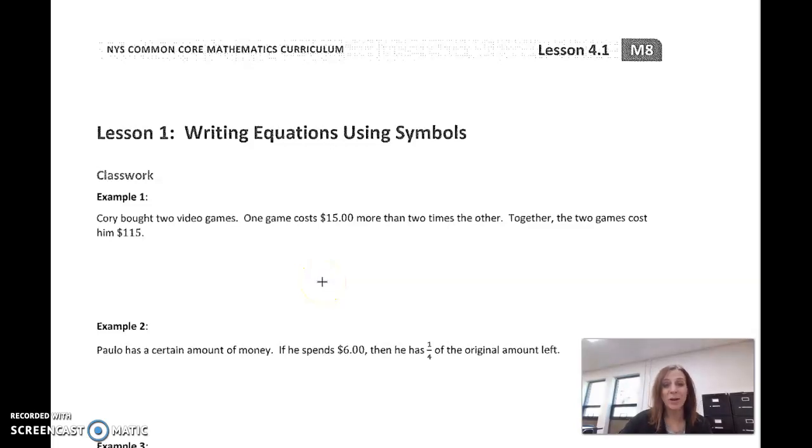Lesson 4.1 is on writing equations using symbols. So basically, we're going to be translating words into math expressions and everything. So we can actually use math to solve real life problems. So it's just going to be a bunch of examples in our notes today.